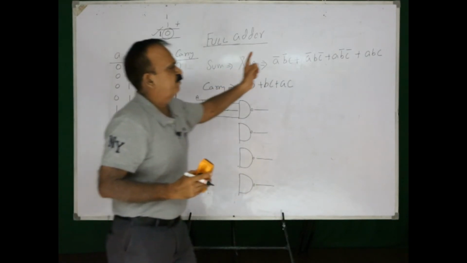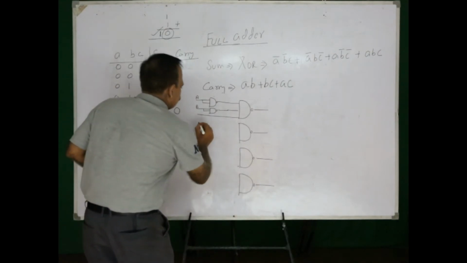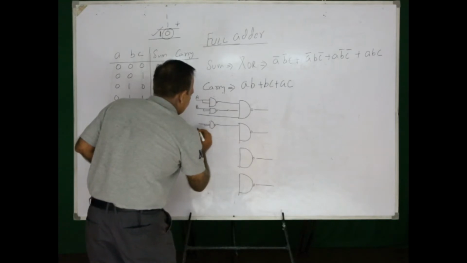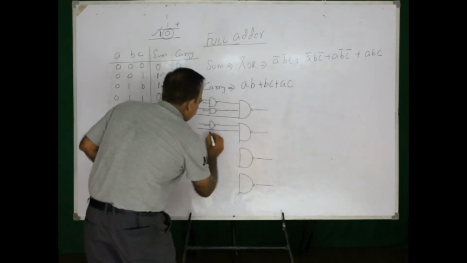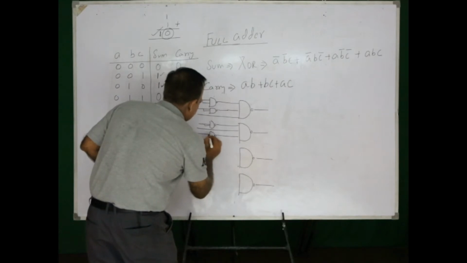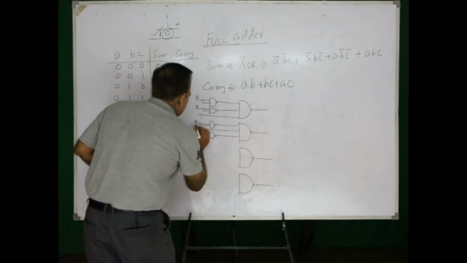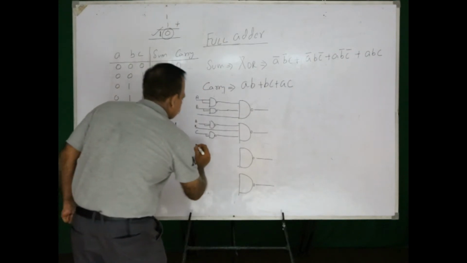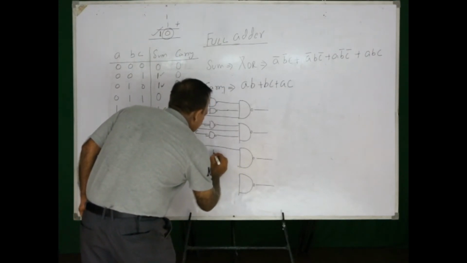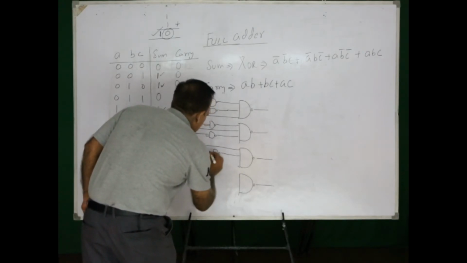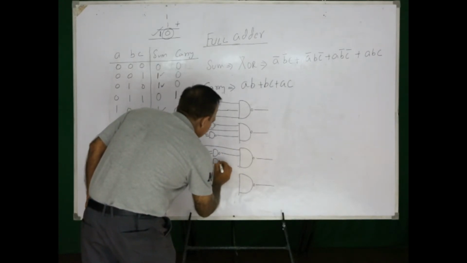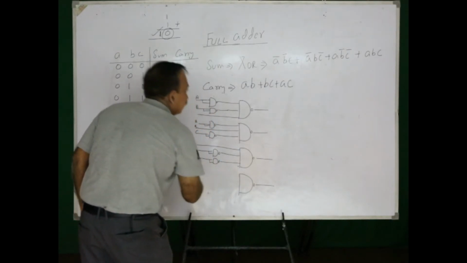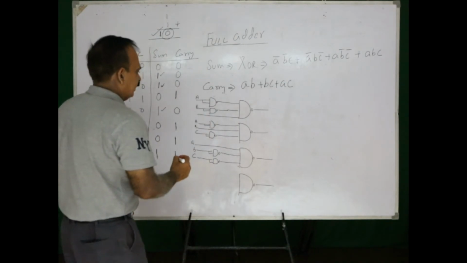In a similar form I will be implementing the other one. The first one is A bar. The second input is B, and the third input is, I think, C bar. This is A bar, B and C bar. The next one, A, B bar and C bar. The first one is A, the second is B bar, and the third one is C bar. And the next expression is simply ABC.